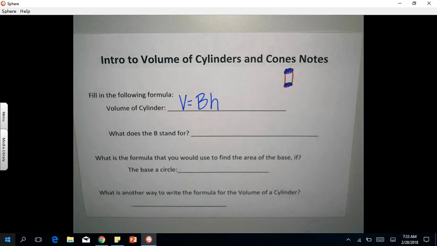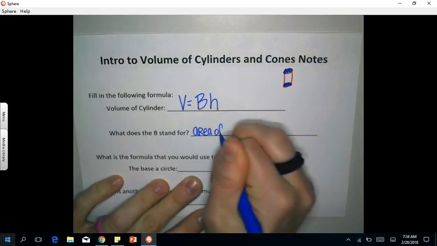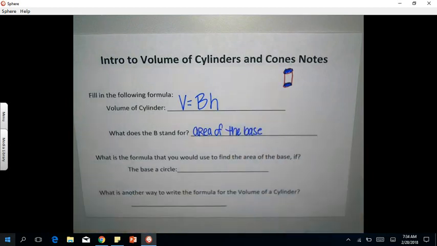Now, in this case, the capital B is a little different, just like when we did the volume of rectangular prisms and stuff like that. The capital B does not stand for the base. The capital B stands for the area of the base. It's super important that you understand the difference between the lowercase b and the capital B, because the capital B means something very different. You're actually going to have to find the area of whatever your base shape is.